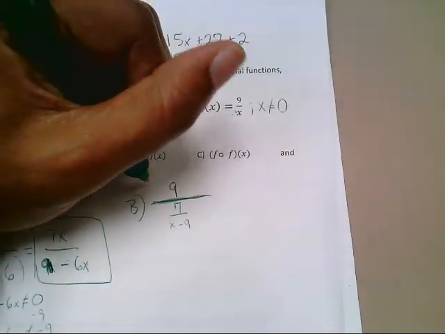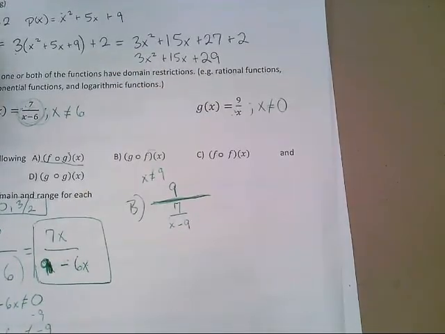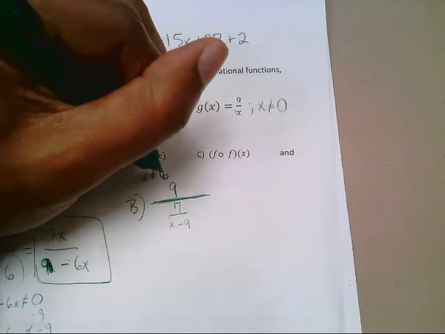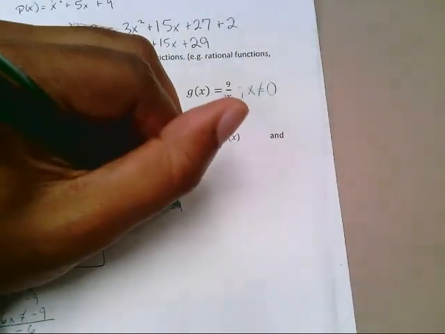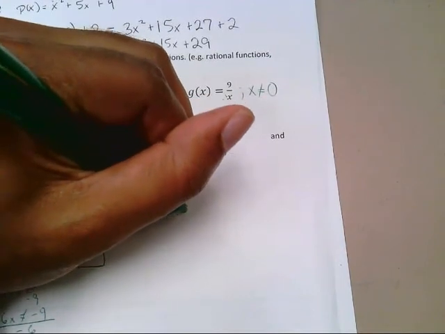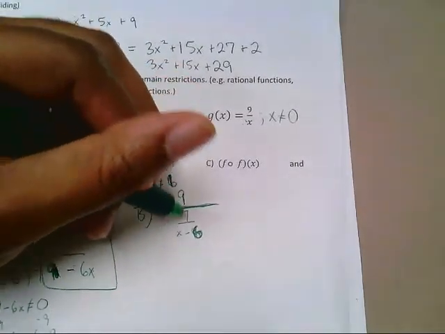So notice now, because we're plugging in f of x, we take that original domain, which is x cannot be 6, instead of 9. And now we need to simplify this.